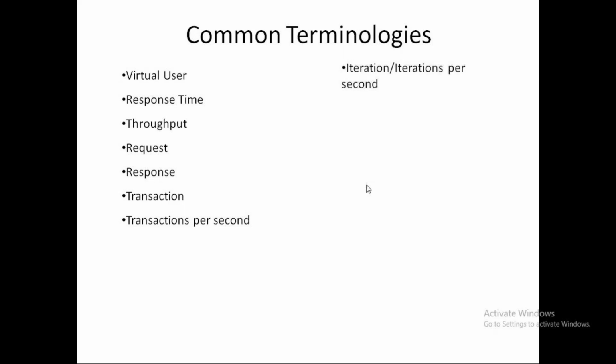Now, one complete flow of transactions, in order to mark my business flow as complete, right? The entire flow of transactions, in order to mark my business flow as complete, I will call it as one iteration. I'll call it as one iteration.